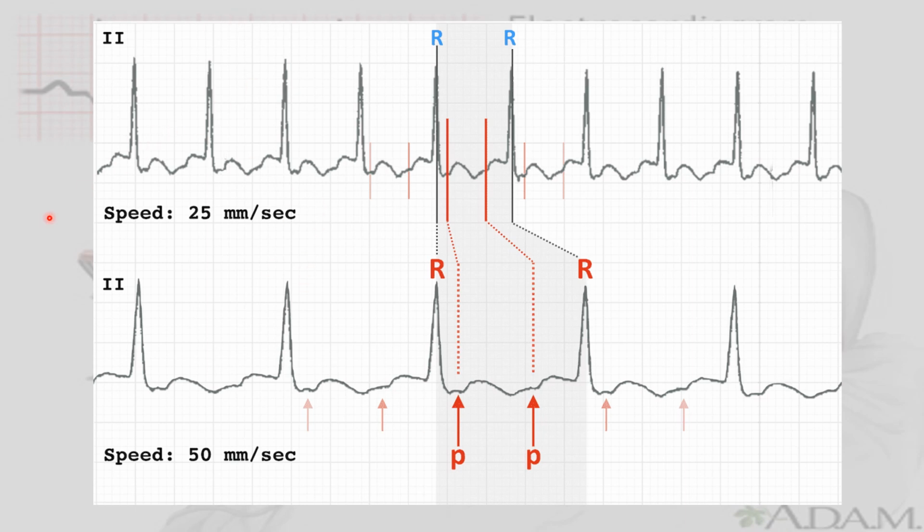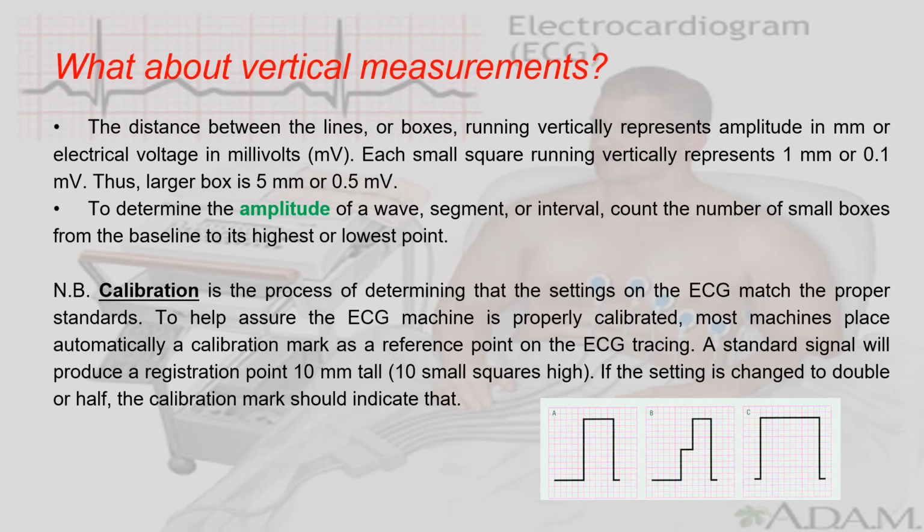This is what I was saying: if for the same ECG, instead of making the speed 25, you made it 50, it is as if you are extending the ECG strip, because the second is represented by 50 millimeters instead of 25. So everything will be double in duration. For example, here between each two waves there are around 2 big squares. Here you will find 4 big squares. Everything is double in duration because you made the speed 50. And vertically, as I said, each one is 0.1 millivolt.